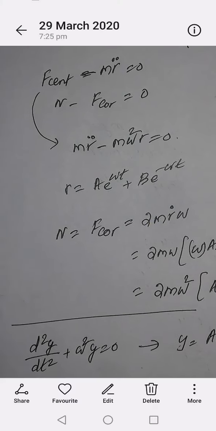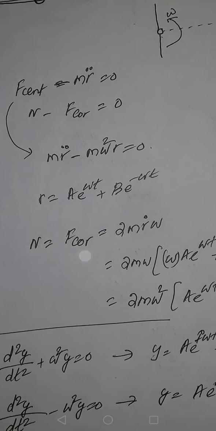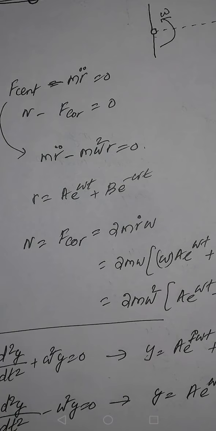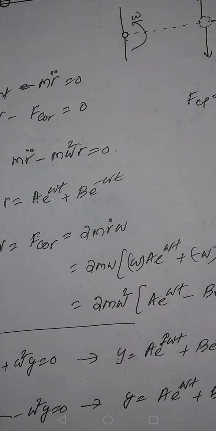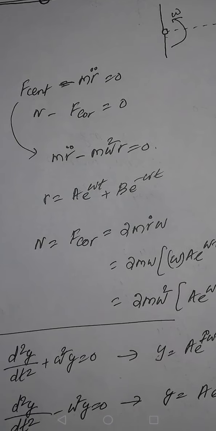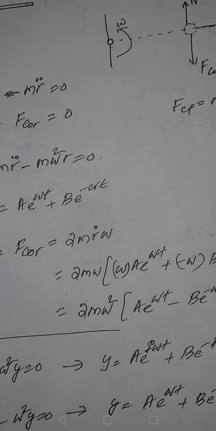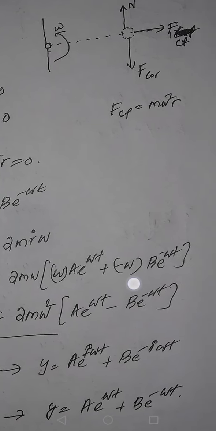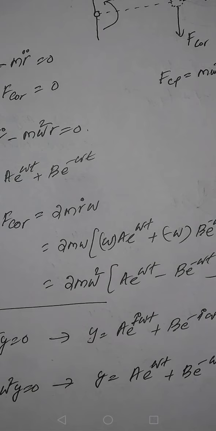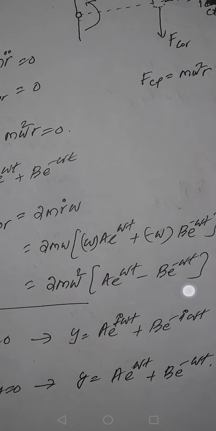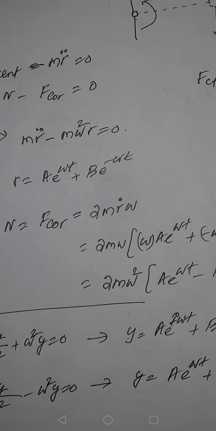If we take the second equation, n minus F Coriolis is equal to 0, that is n equal to F Coriolis, which is 2m r dot omega. Why is that? These are at 90 degrees, therefore sin 90 is 1. So it is 2m omega into r dot. The first derivative of r is omega into a e raised to omega t minus omega b e raised to minus omega t. So n is equal to 2m omega square into a e raised to omega t minus b e raised to minus omega t. This is the force exerted by the wire on the bead.